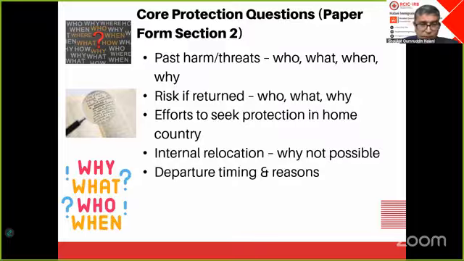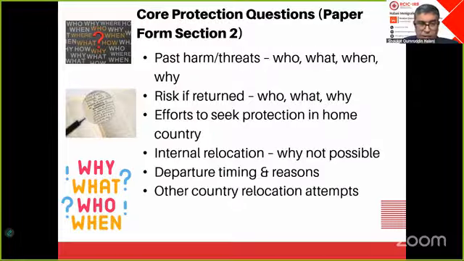Departure timings and reason. When you are departing from your country, you will have to give the reasons why you are departing at a particular point in time. Why not earlier, why not later? Why didn't you apply to any other country for relocation, and how many attempts have you made so far for relocating yourself.